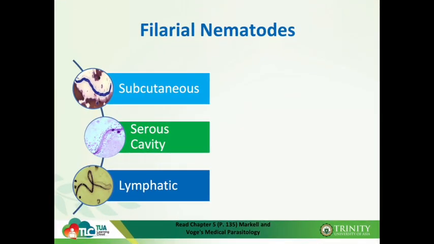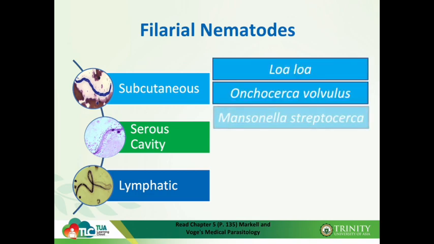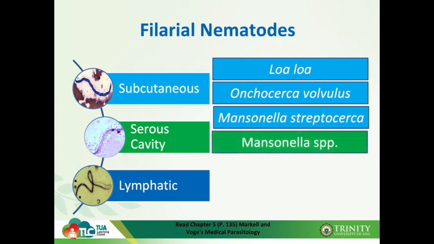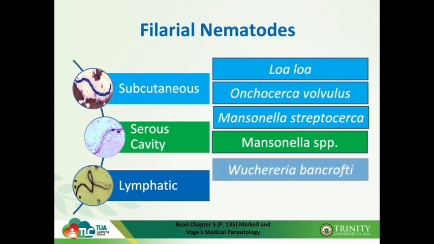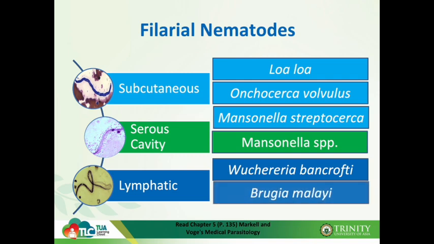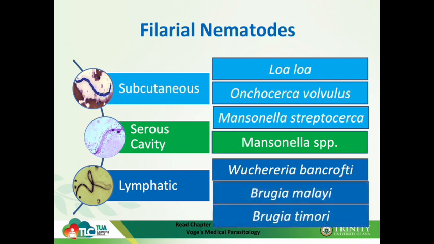We can group our filarial nematodes based on their adult habitat, kung saan sila napupunta as adult worms. There are those that reside in the subcutaneous tissue or under the skin, such as Loa, Onchocerca, and Mansonella species. There are those naman that live in the serous cavities or in the body cavities, such as other species of Mansonella, and those that reside in the lymphatic tissues, such as Wuchereria bancrofti, Brugia malayi, and Brugia timori.